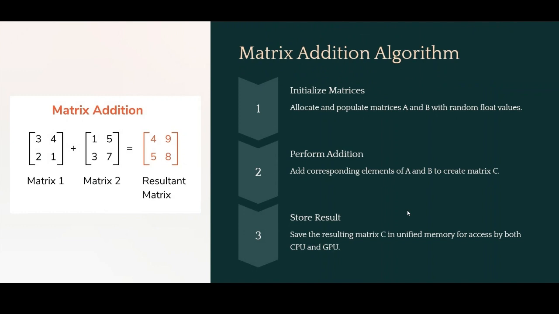Next, we're going to discuss the matrix addition algorithm. The steps are as follows: initialize matrices, perform addition, store result. In initialization, allocate and populate matrices A and B with random float values. Add corresponding elements of A and B to create matrix C. Then save the result matrix C in unified memory for access by both CPU and GPU.